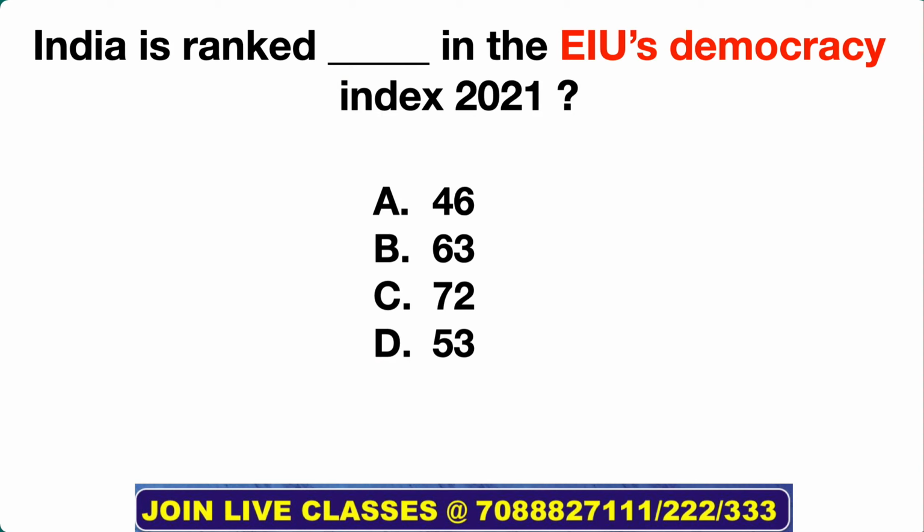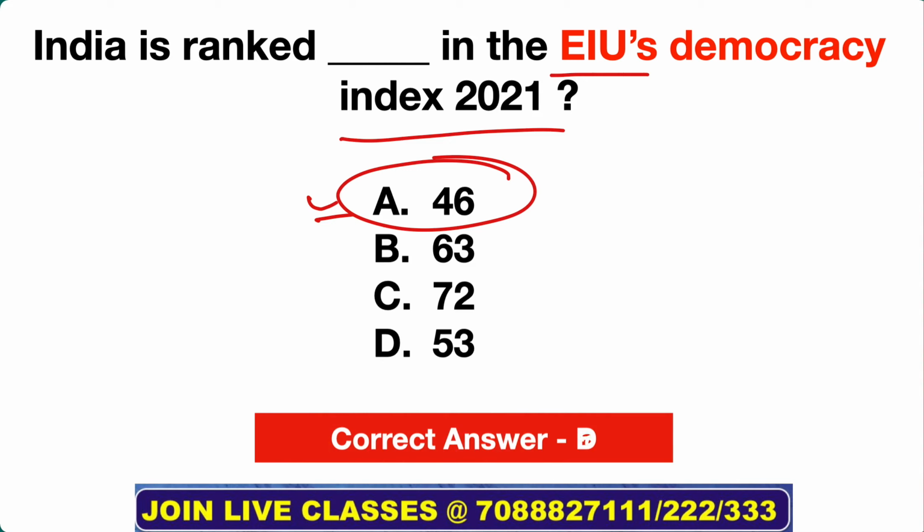India is ranked in the EIU Economist Intelligence. EIU full form is Economist Intelligence Unit. E means Economist, I means Intelligence Unit. EIU's Democracy Index 2021. So what is the rank of India in the EIU Democracy Index? So basically the question is about democracy. Which country is the best democracy, and what is the rank of India at international level in terms of democracy? So India's rank is 46.